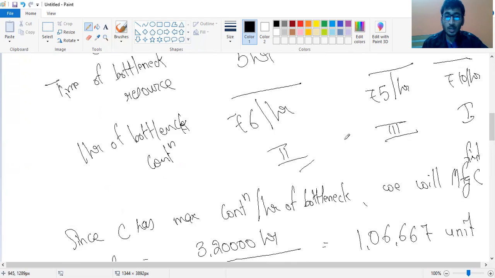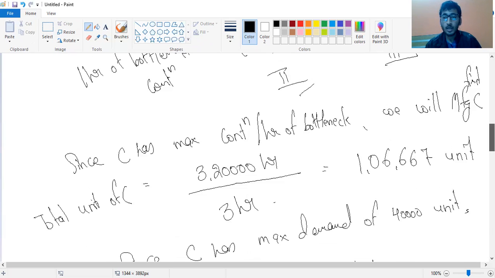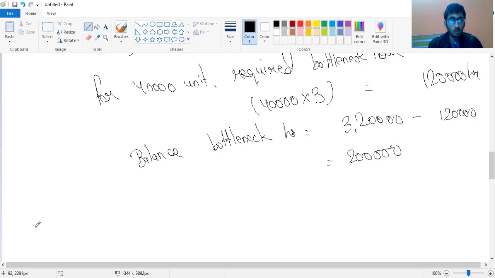We will now manufacture A, because A is coming second, A has the second maximum contribution per hour of bottleneck. So now what will we do? We will now manufacture A. Now we are done with C. Now we will manufacture A.